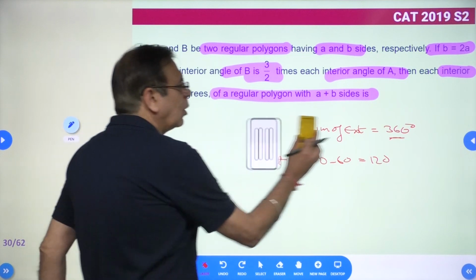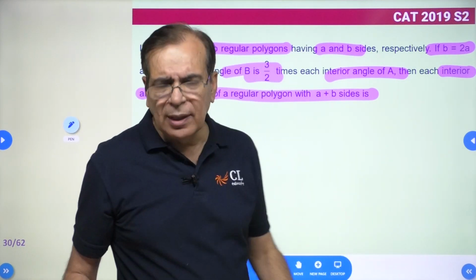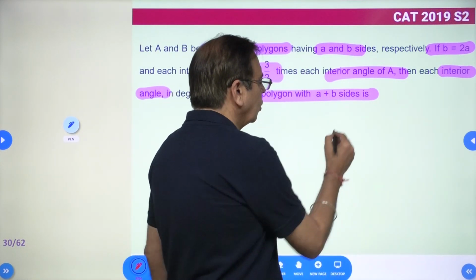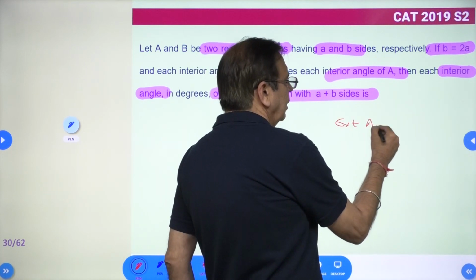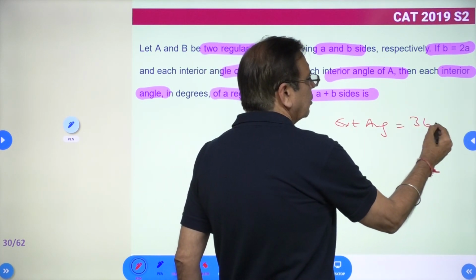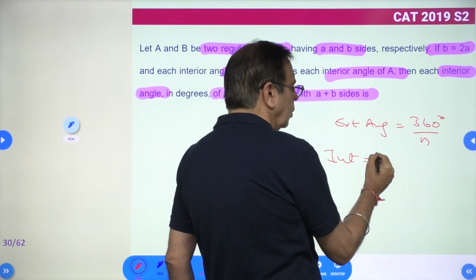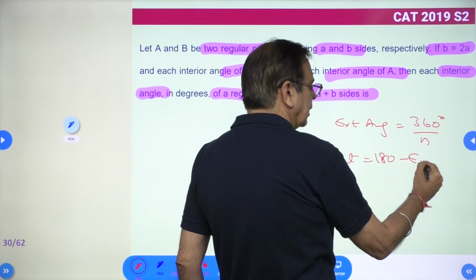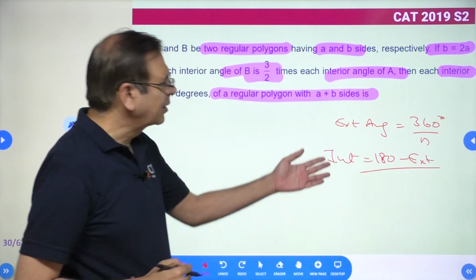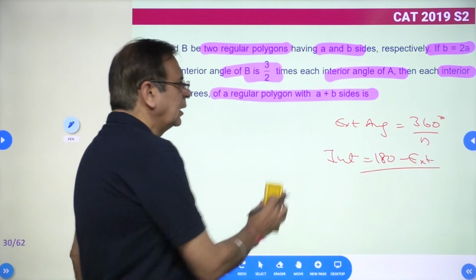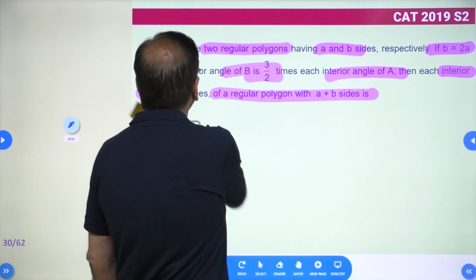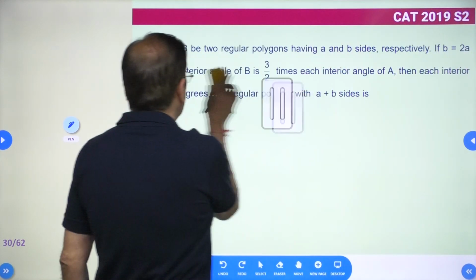So mine is very simple. Exterior angle is equal to nothing but 360 upon n, and interior angle is equal to 180 minus the exterior angle. So this is what I do because this way questions can be done orally. Now let's look at this particular question.